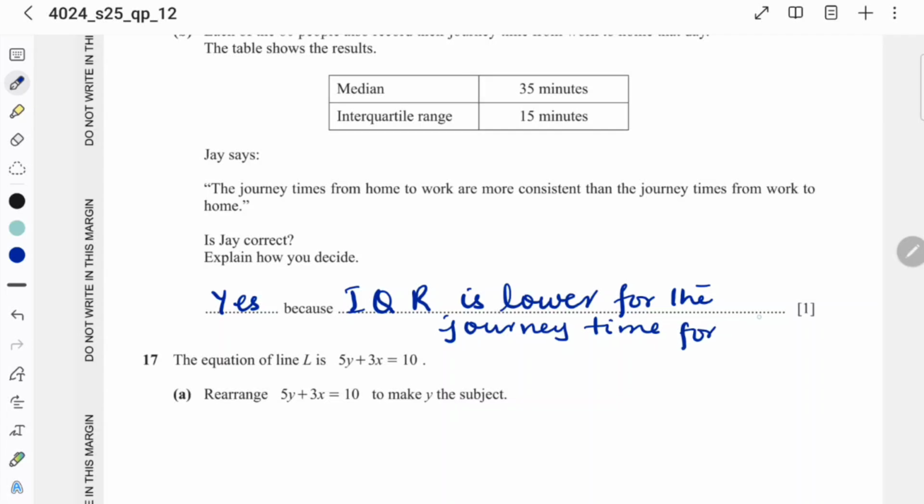For homework, yes. You can simply write down that because the interquartile range is less, that's why E is correct.